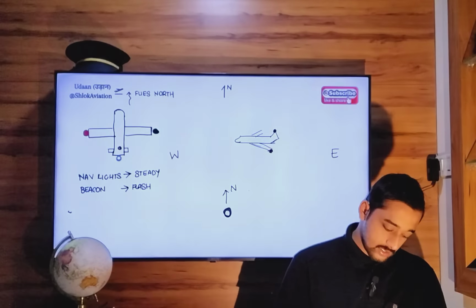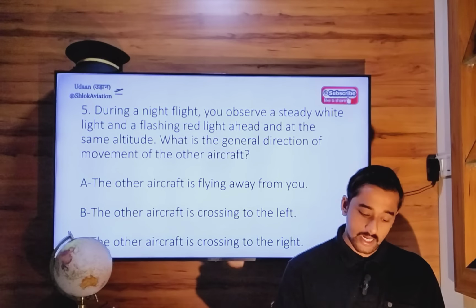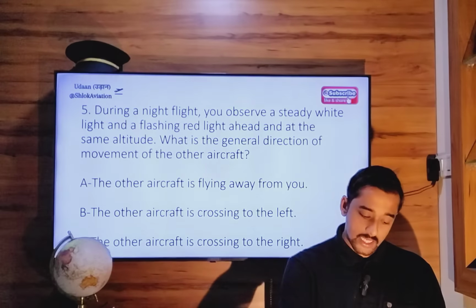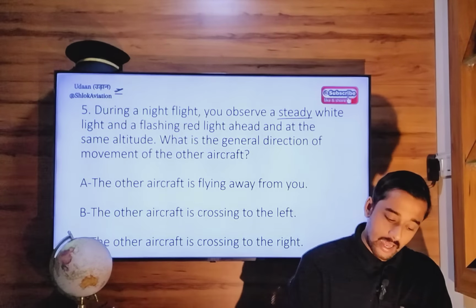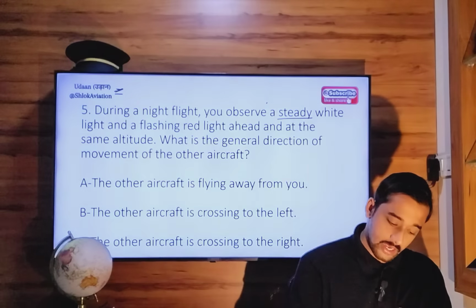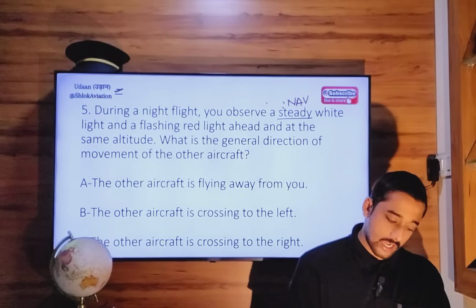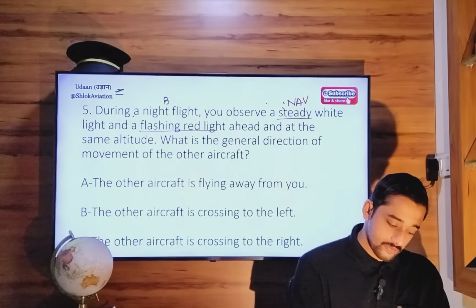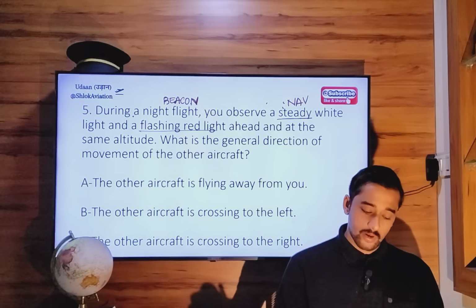Next, during a night flight, you observe a steady white light and a flashing red light ahead and at the same altitude. Now, in this case, you are able to observe a steady white light, which means they are talking about the navigation light. And a flashing red light also, which means they are talking about the beacon. What is the direction of movement of the other aircraft?